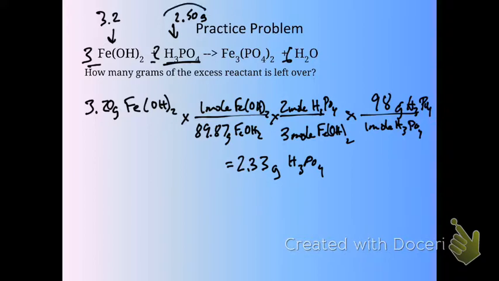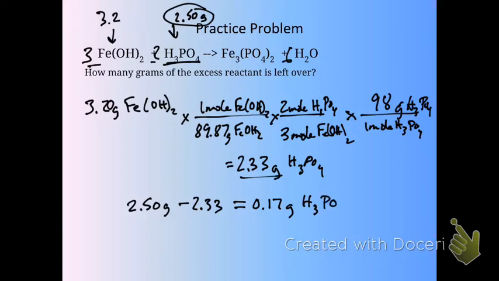Look, you started actually with 2.5 grams. This is how much you used, right? So if we take the difference, you'll figure out how much is left over. So this many grams of H3PO4 is left over.